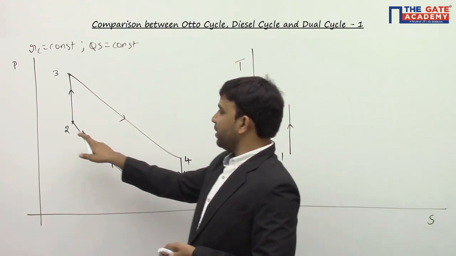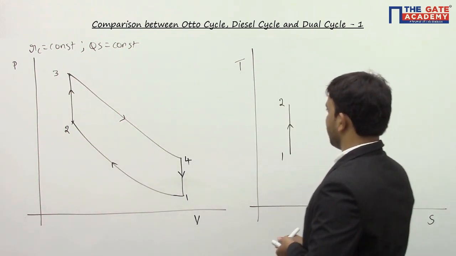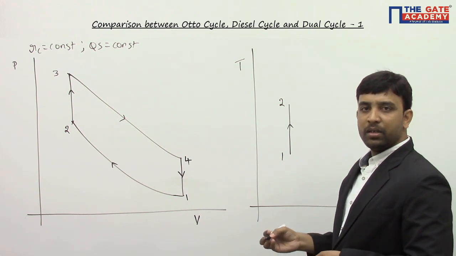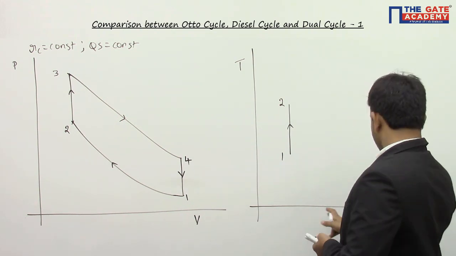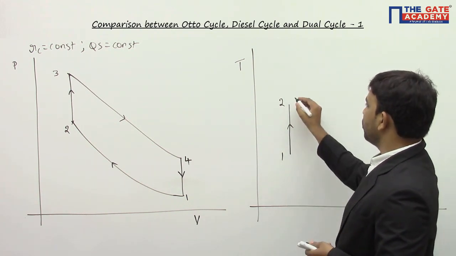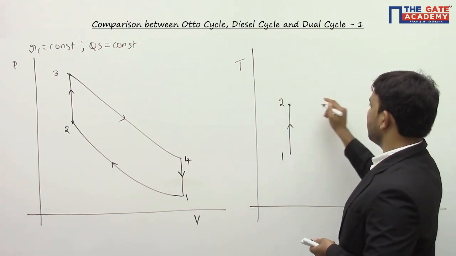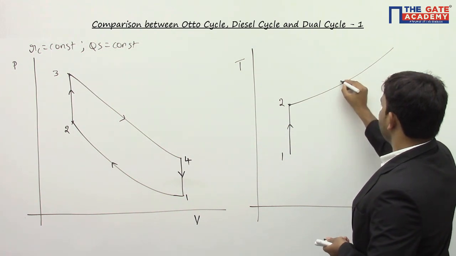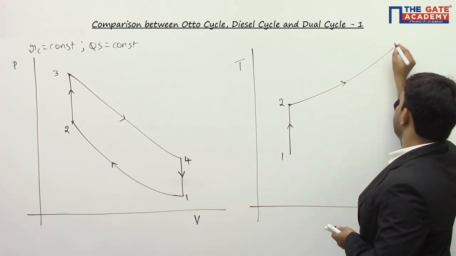So 2 to 3 is constant volume heat addition process. It's a heat addition process. During heat addition, both temperature and entropy are going to increase. So this is 3.